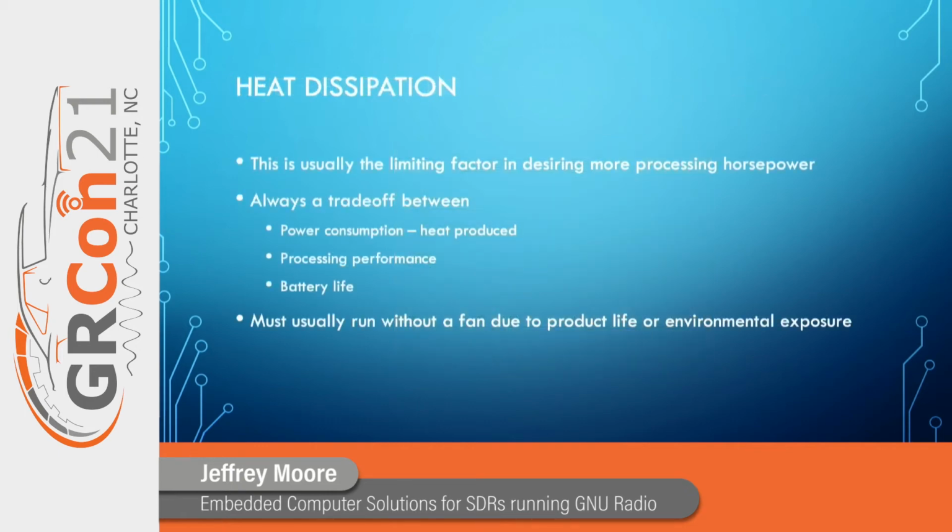So we've talked about heat dissipation a little bit. Heat dissipation is important to get rid of, as we talked about in relating to size and the enclosure. But the main trade-off in any of these designs is usually between processing horsepower and heat. The more processing horsepower you need, generally the more heat that is produced. It also affects battery life tremendously.